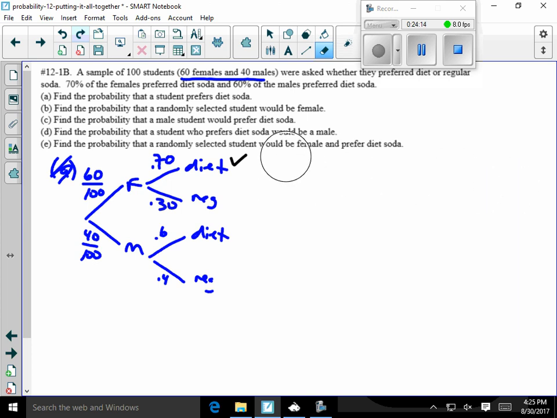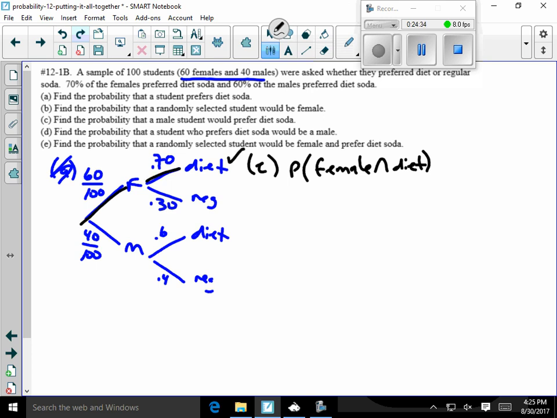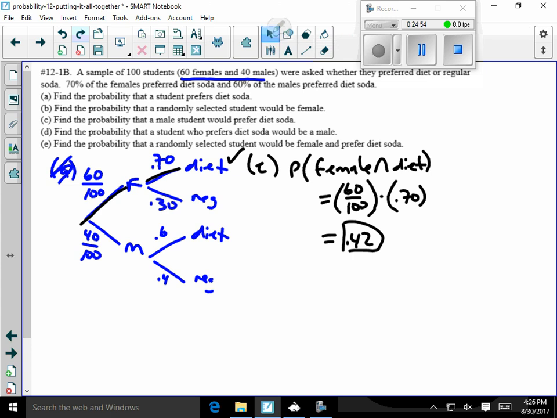Part E says we want the probability that somebody is a female and prefers diet soda. So that's actually one particular end node on here, right? They have to be female and they have to like diet soda. So it's just the probability of being there in the tree. And so that one would be 60 out of 100, the probability of being a female, multiplied by the probability of liking diet given that you're a female, which is 70%. When you multiply that out, that turns out to be 0.42, exactly the same as we found with the table.